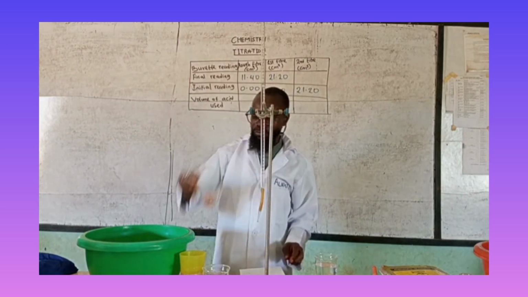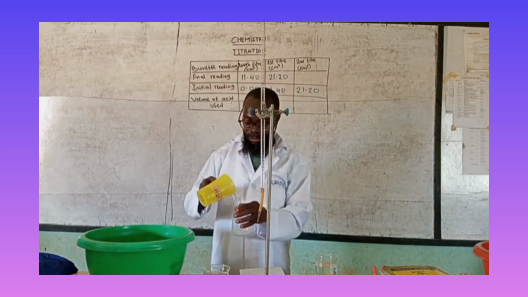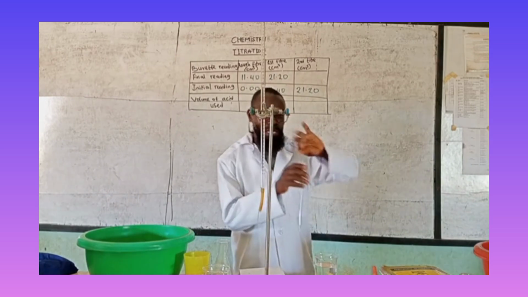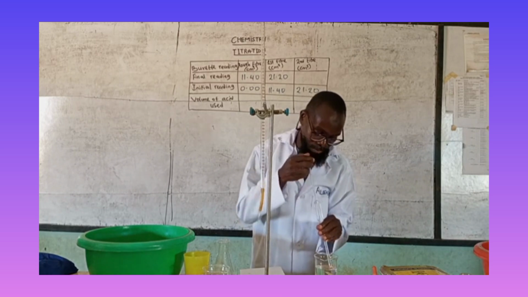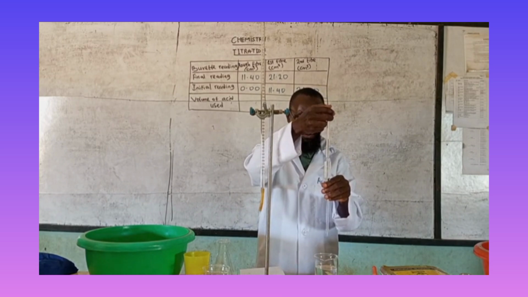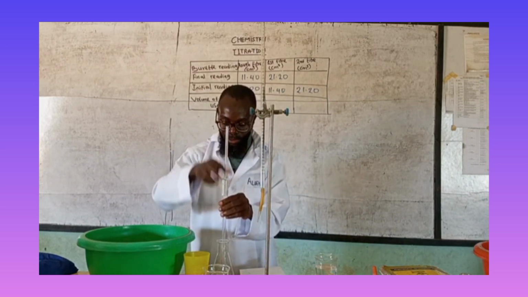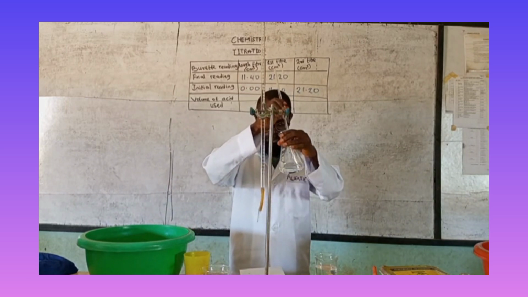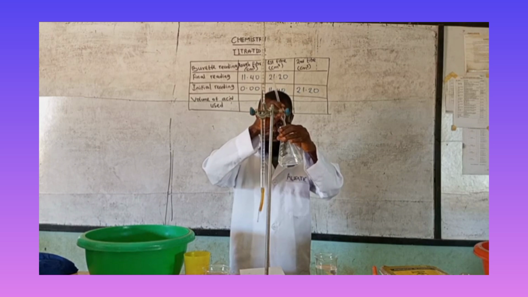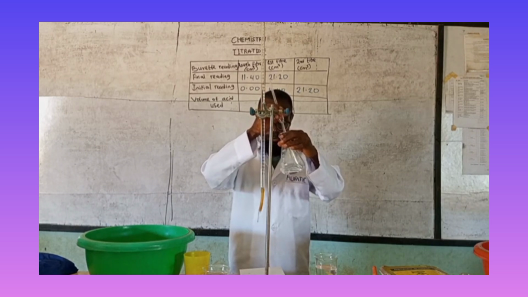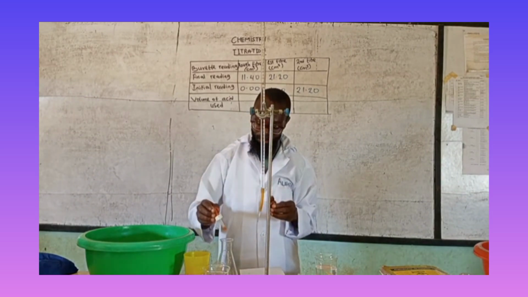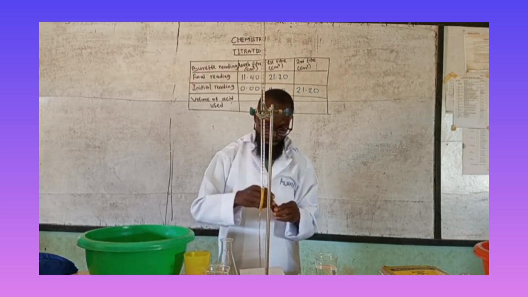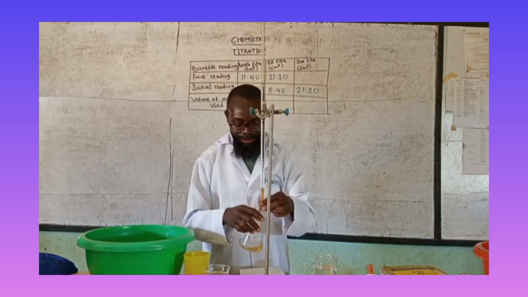So don't forget, you pour it off and rinse it with water. Then with the pipette, you release it into your conical flask. The next one is to add your indicator, 3 drops. Shake it and start your titration.